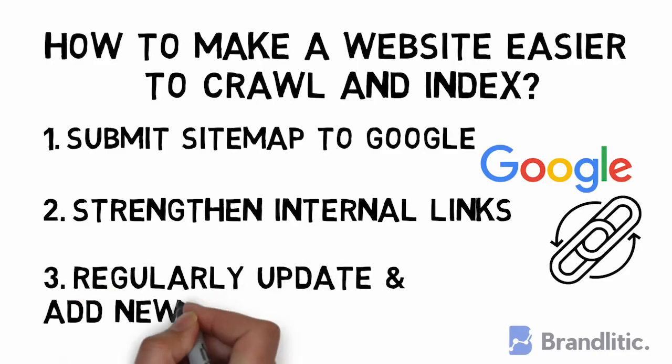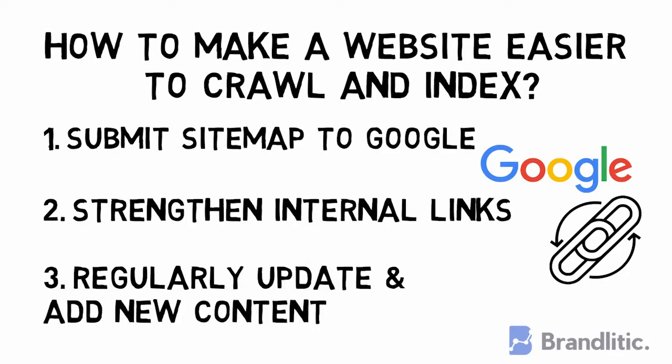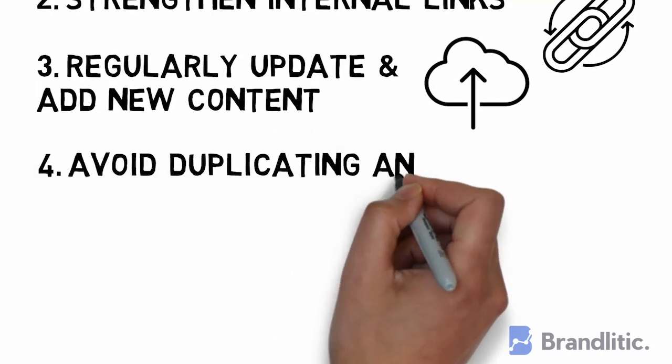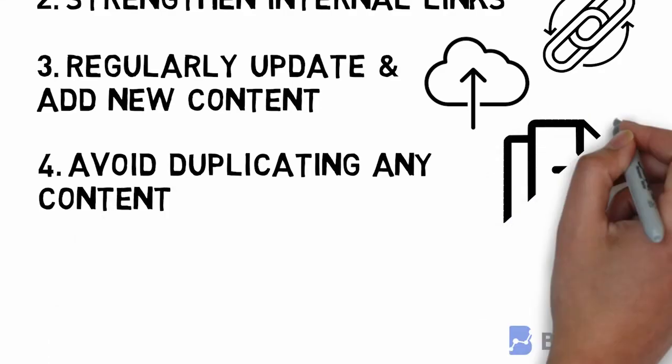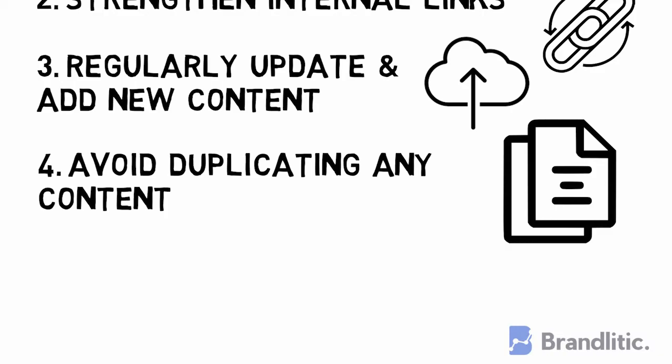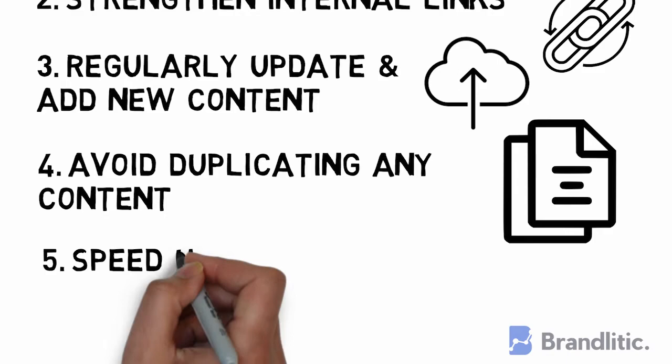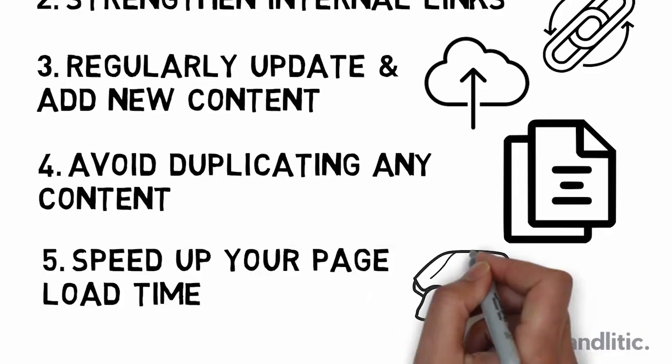Number 3, regularly update and add new content. Good content will help you improve sites' crawlability as web crawlers visit the sites that constantly update their content more often. Number 4, avoid duplicating any content. Duplicate content can also decrease the frequency with which crawler visits your site. So inspect and fix any duplicate content issues on your site if you have one. Number 5, speed up your page load up time.